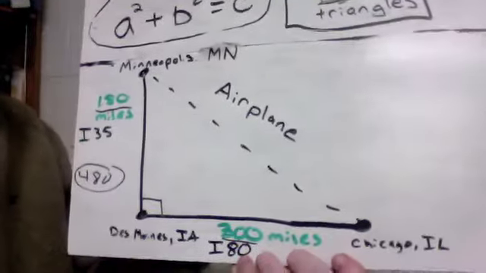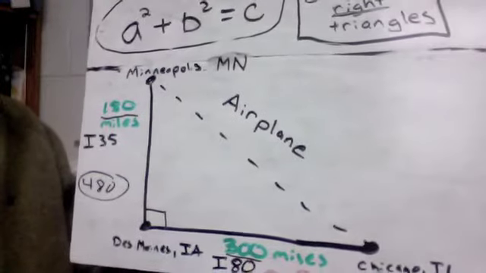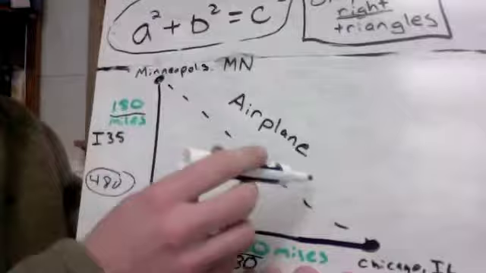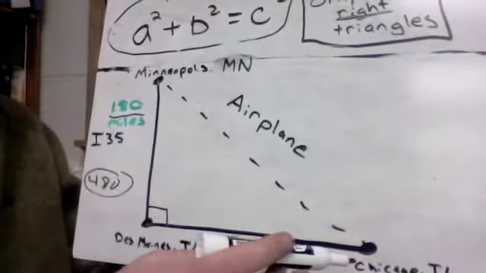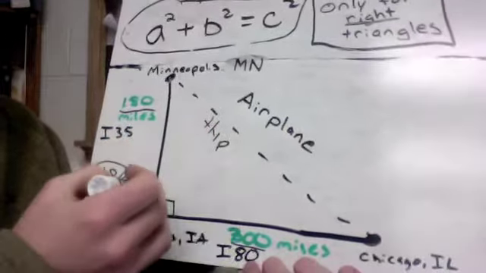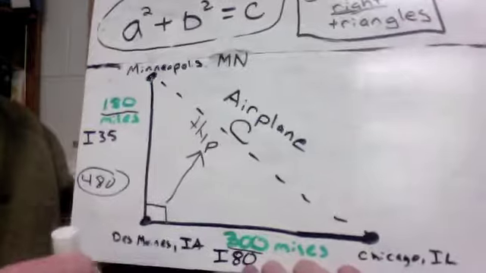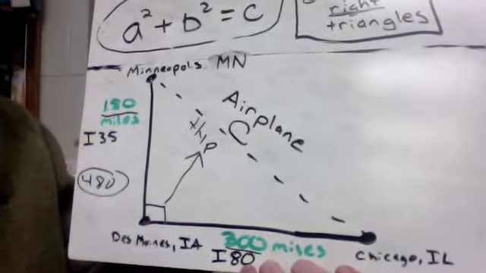So I want you to take some time, use the Pythagorean theorem in your notebook, and figure out how far this airplane trip would be from Minneapolis to Chicago. This would be your hypotenuse because it's across from the right angle, and we would also call this side C. Take a little bit of time to get this accomplished.